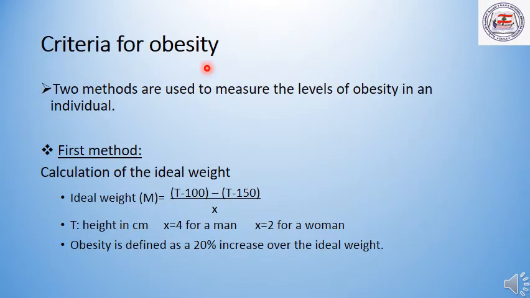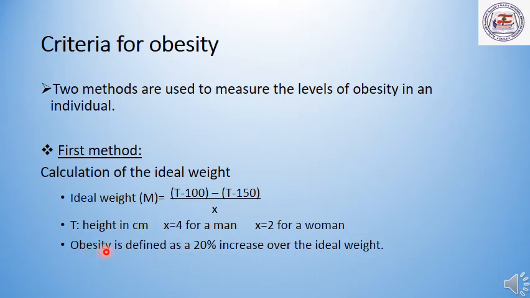Criteria for obesity. Two methods are used to measure the levels of obesity in an individual. First method, you calculate the ideal weight of an individual. The ideal weight of an individual is calculated according to the following formula. As you notice, you have two variables, t and x. T stands for the height of this individual, which has a unit of centimeters. It has to be in centimeters. And x is variable according to the gender. X is equal to 4 in man and x is equal to 2 in women.